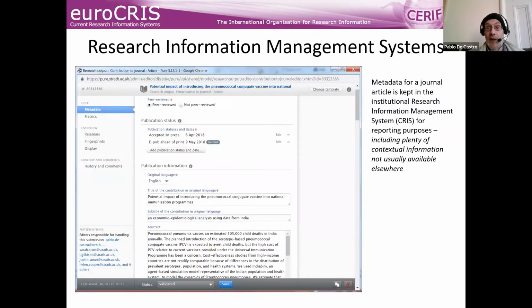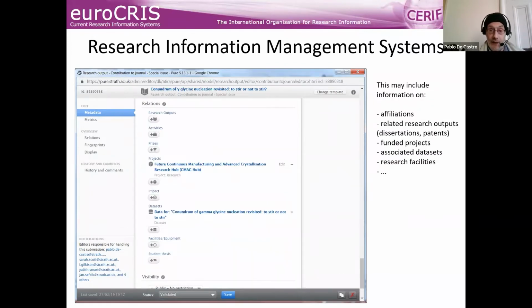Now, what research information management systems or CRIS systems allow is to complete this metadata set that describes a publication with a number of contextual metadata elements, additional metadata elements that will provide additional information that is typically not collected elsewhere, meaning not usually collected in repositories. So you have an example on the slide for the record for this publication in our CRIS system at Strathclyde University, which is Pure. It's just one brand of a CRIS system.